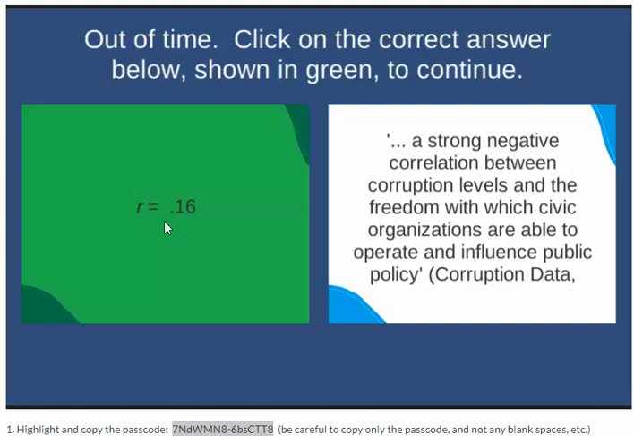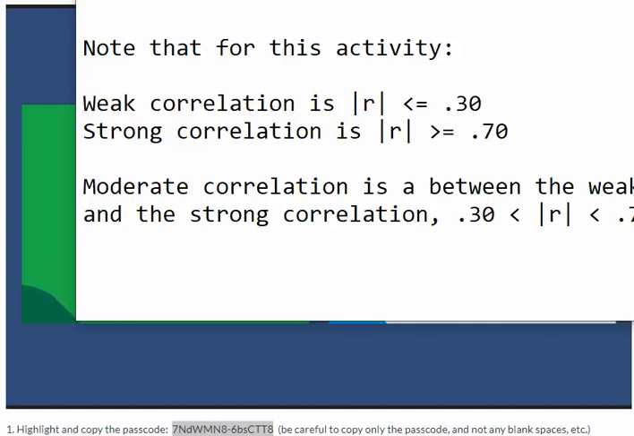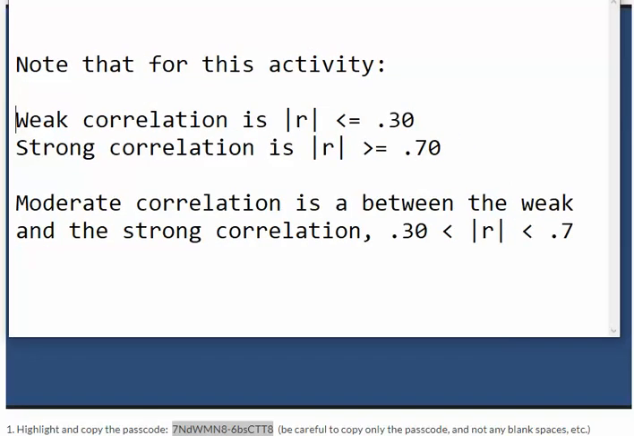So the closer a correlation is to 0, the weaker it is. The further it is from 0, the stronger it is. When we're looking at how a correlation is reported, if a correlation is strong, then that means that the absolute value of Pearson's R was 0.7 or greater. If a correlation is reported as weak, then the absolute value of Pearson's R is less than or equal to 0.3. And if the correlation is reported as moderate, then the absolute value of the correlation is between 0.3 and 0.7. And absolute value simply means ignore the sign.